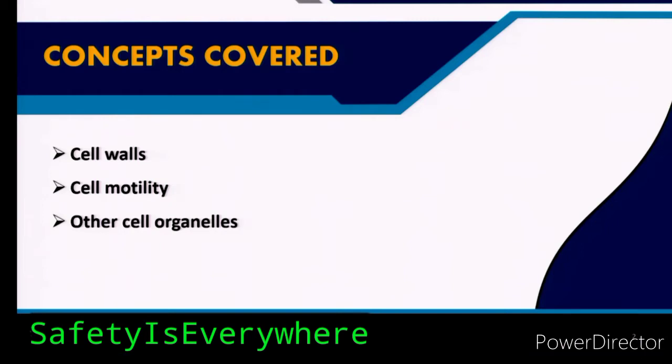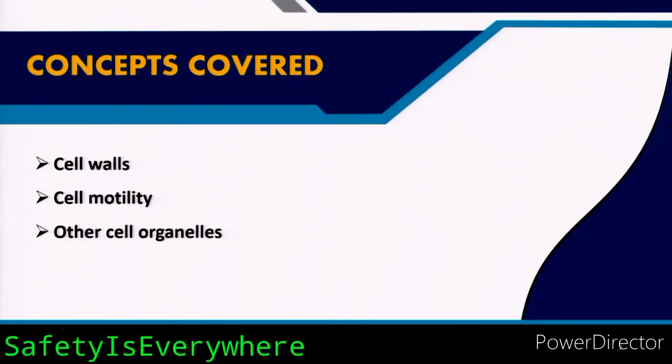Welcome everyone to the last part of cell biology. This is lecture number 41. So we've already looked at cell walls and cell motility. We will now cover the remaining cell organelles.